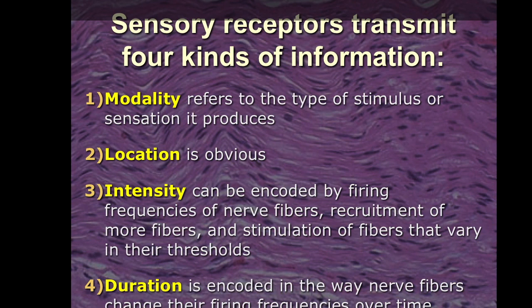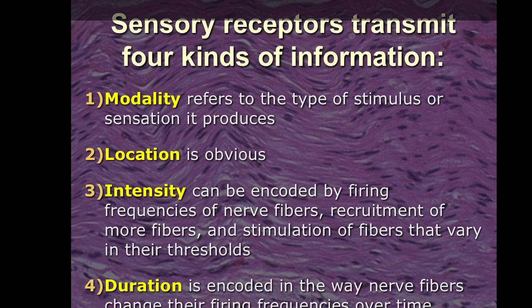And lastly, stimulation of fibers that vary in their thresholds. Do you remember talking about that threshold in the axon hillock that we're trying to get to that voltage? Once we reach that voltage, then an action potential will happen. These different receptors, some of them are going to have different thresholds. This receptor over here won't send information unless we get a big change in voltage. This receptor over here will fire even if we have just a small change in voltage.